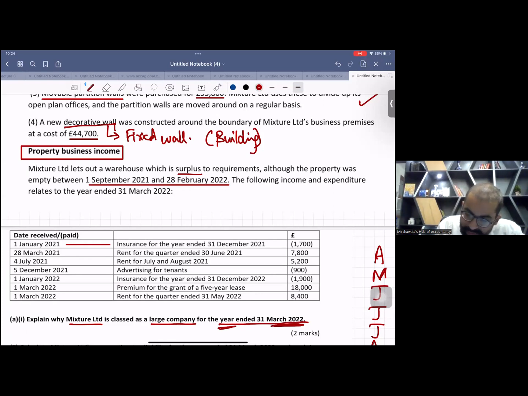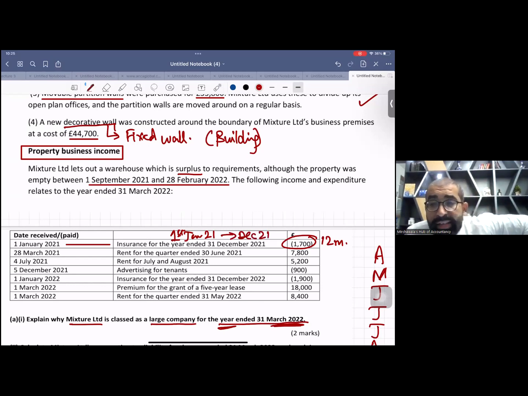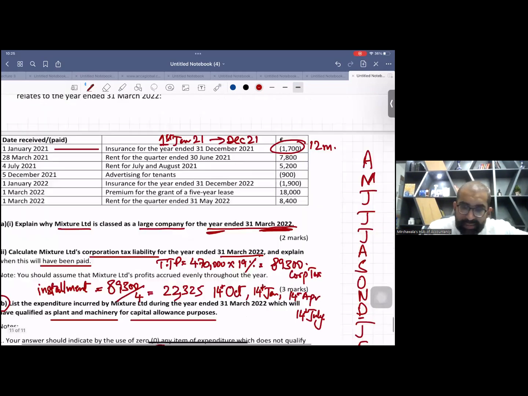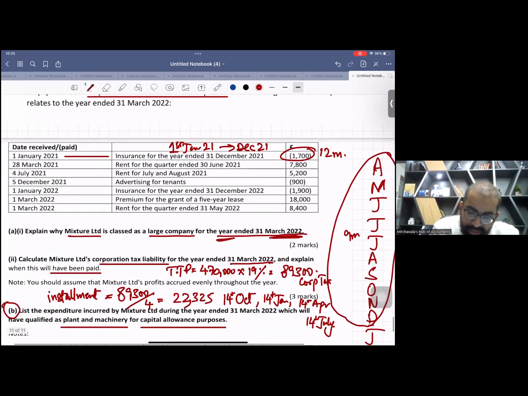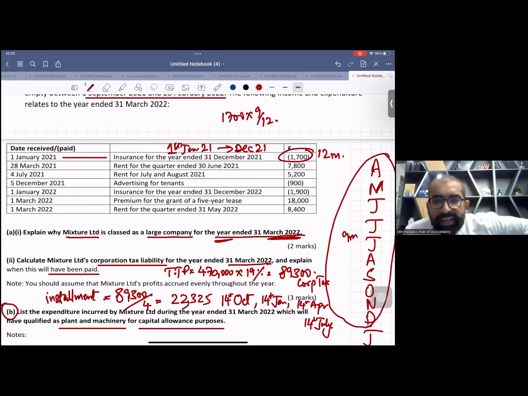On 1st January 21, insurance, this is for the 12 months, from 1st January 21 to December 21. How many months out of these 12 months lie in our accounting period? These 9 months lie in our accounting period. So we'll take 1700 times 9 upon 12, because now it's accrual basis, not cash basis. Just count the number of months which fall in your accounting period. So it's 9 months.